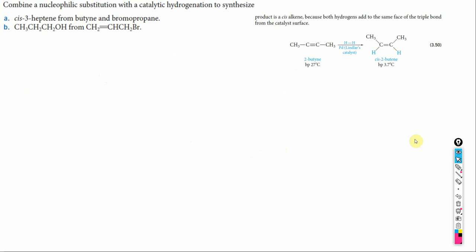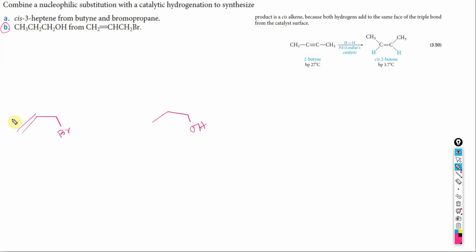So the second problem is also going to use a combination of substitution and reduction reaction, or catalytic hydrogenation reaction, to get the product you're looking for. So you should try to make 1-propanol from 3-bromopropene.